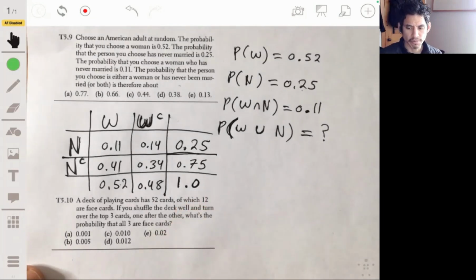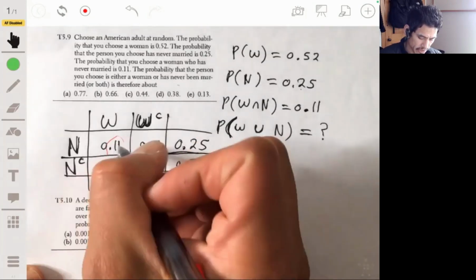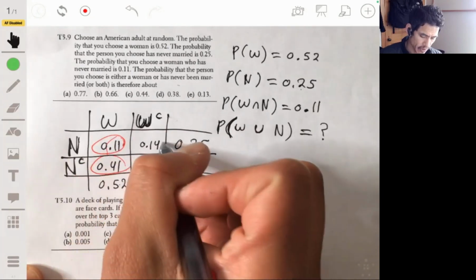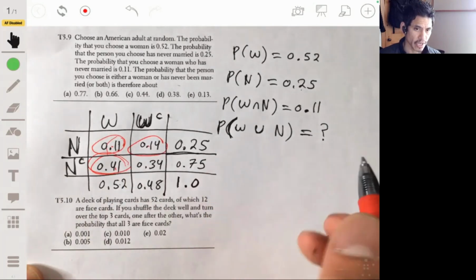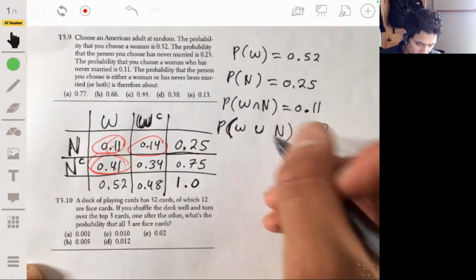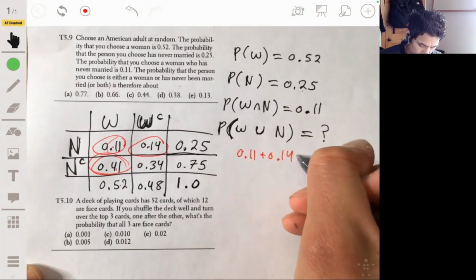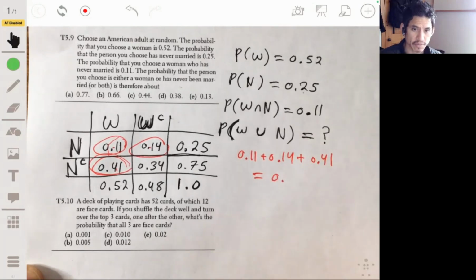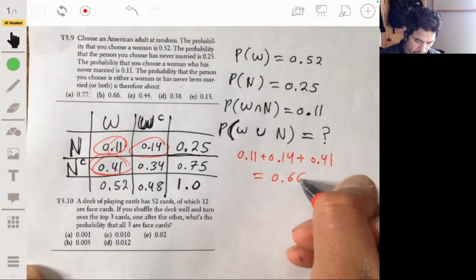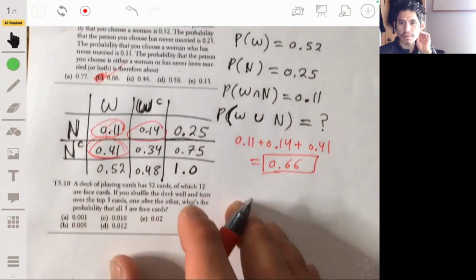Now we just look to see what we want to find. The probability of W or N will be this. This is W, that's W. It'll be these three, because these three qualify as W or N. Just don't double add any of them. So this will be equal to 0.11 plus 0.14 plus 0.41, which will then just be 0.66. The answer is B.